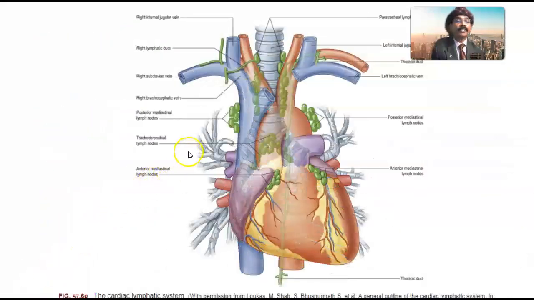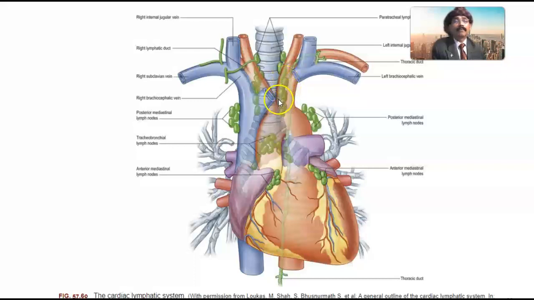Okay, this is the lymphatic drainage of the heart. The heart has a lymphatic supply, which comes from the subendocardial layer, muscle layer, and also the epicardial layer. They reach the anterior mediastinal lymph node. From there the lymph goes through the posterior mediastinal lymph node. Then we have the tracheobronchial lymph node here. Okay, then we have the chain.